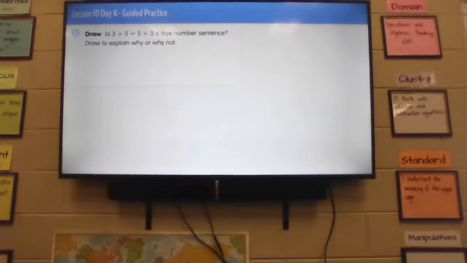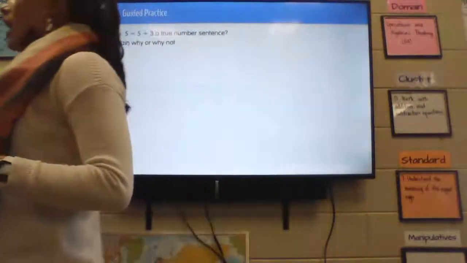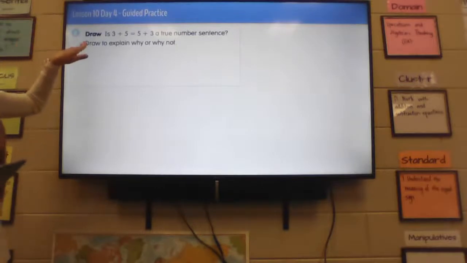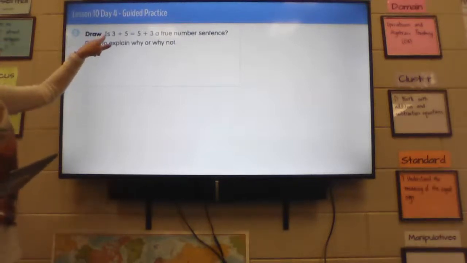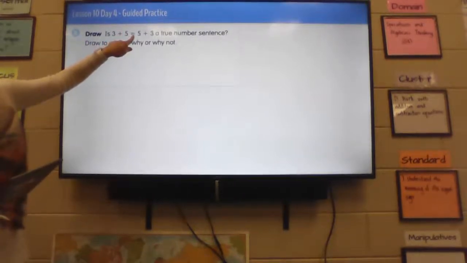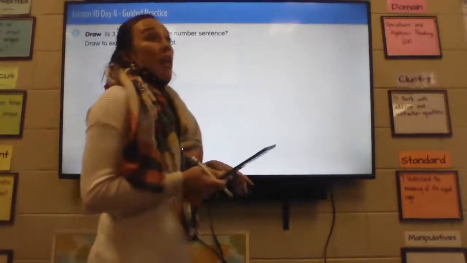All right, Chloe's ready. Kaylee Ann's ready. All right, let's do it. So let's take a look. And the very first word I see is draw. So that tells me in this box, I'm going to have to draw to show my thinking. It says, is 3 + 5 the same as 5 + 3? We have to know if that is balanced.